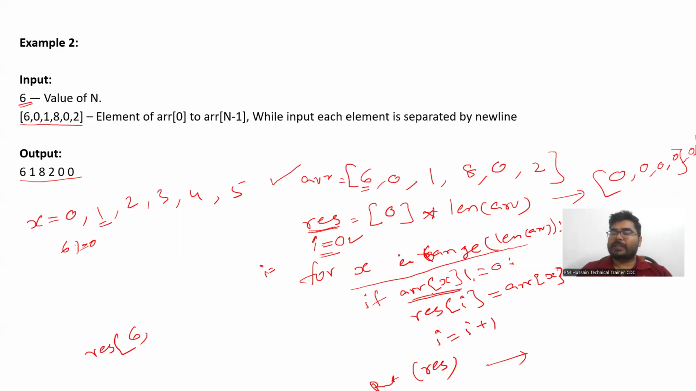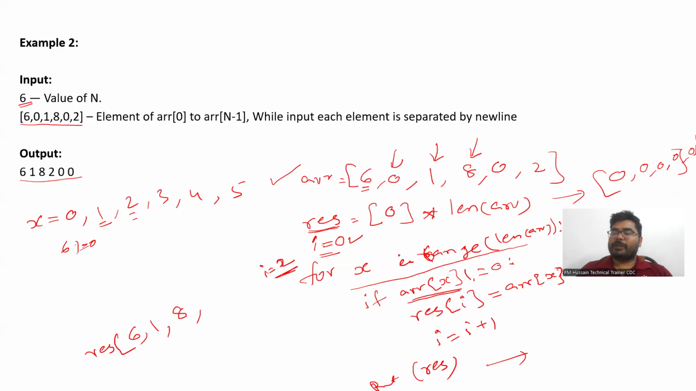Now the condition will check whether array of 1 is not equal to 0. Array of 1 is 0 here, so it will not add the element. Then it will go to the next iteration and check the next element. Now array of 2 is not equal to 0, so it will be added and the i value will be incremented to 2. Next we'll check the another element, 8 here. 8 is not equal to 0, so it will be added to the array at index 2.